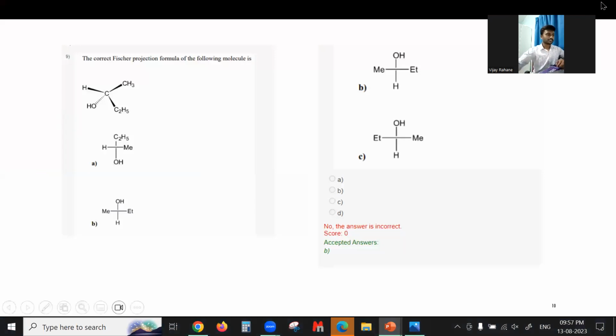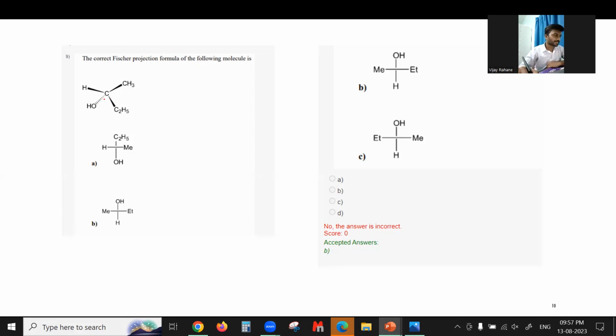The question asks for the correct Fischer projection formula for the following compound. See, they have given the 3-1, probably this is a typing mistake. But here also we can solve it. See, this is the question.